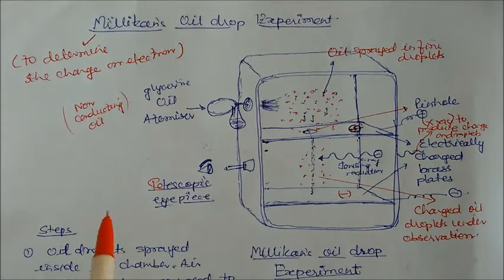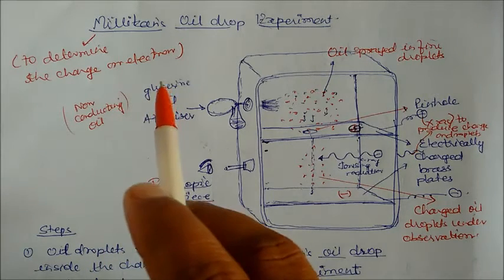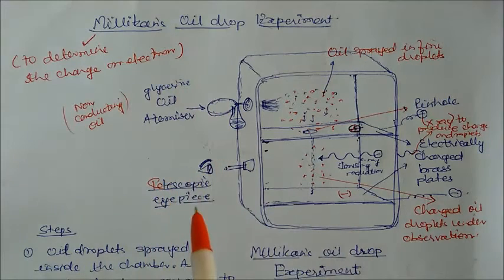So in the previous lecture we have seen that J. J. Thomson has found the specific charge of the cathode ray particles. Now there was one problem. If you know the charge of the electron, then you can find the mass of the electron. So this experiment, Millikan's oil drop experiment, will explain how the charge of the electron was determined.